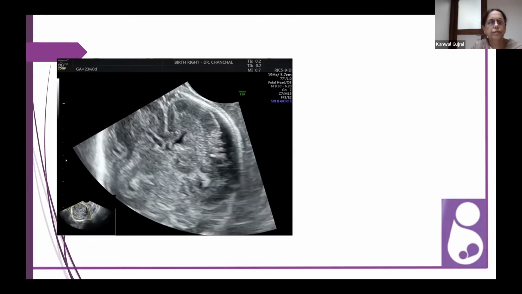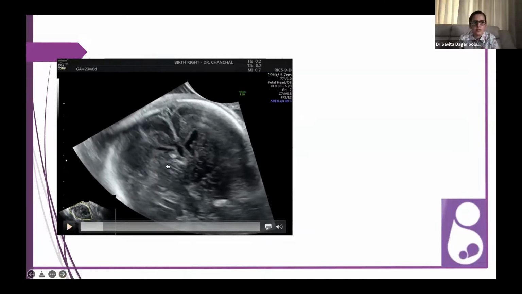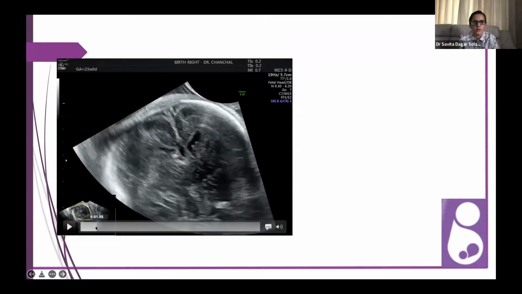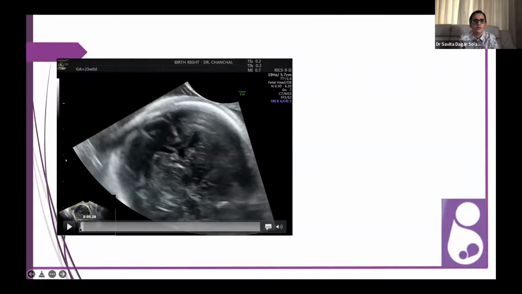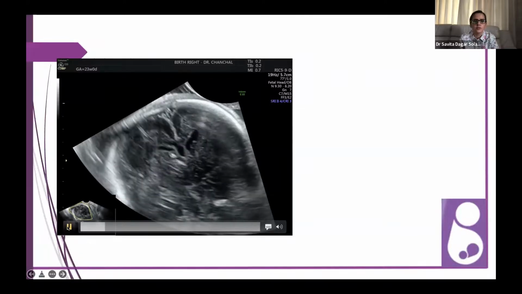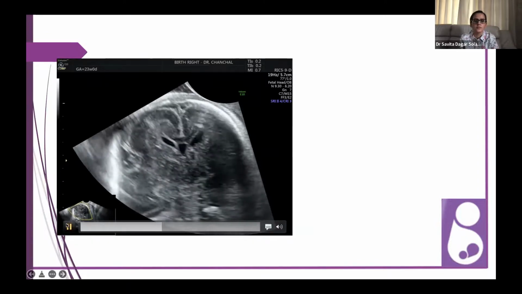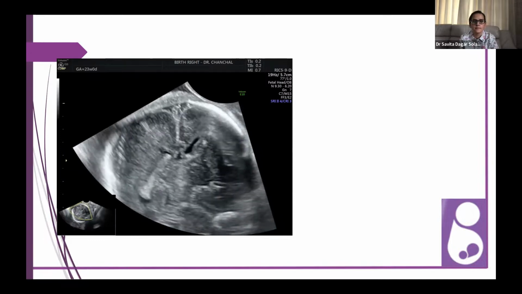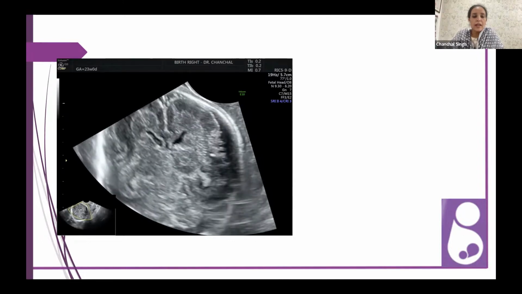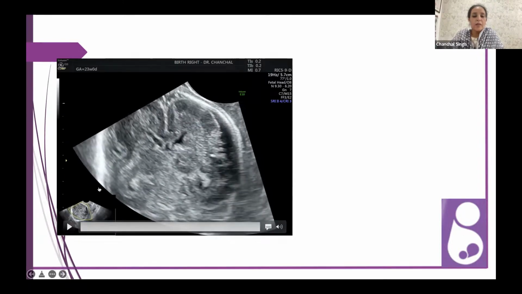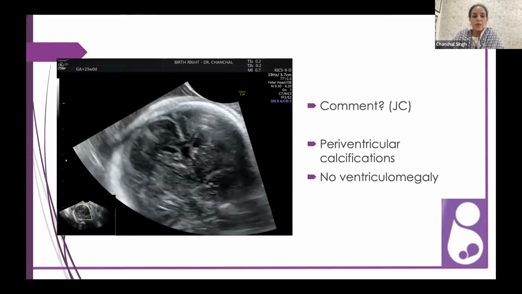So, I'll just play it again. We can see there are calcifications, calcific nodules, and mostly we find them in the areas wherever the vessels are running. So there's this vasculitis going on, which leads to all these calcifications, and which will be seen as echogenic foci on the ultrasound. You're absolutely right. This is actually vasculitis, which will later get calcified and probably lead to parenchymal damage. So this patient did not have a ventriculomegaly.